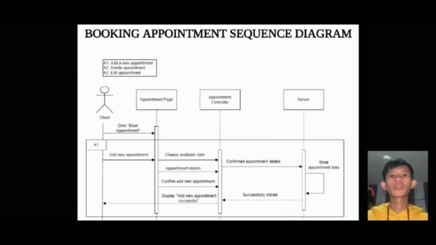After that, the booking appointment sequence diagram. The client can click book appointment, and for A1 they will add a new appointment. They can choose an available date, enter appointment details, and confirm adding the new appointment. After that, the appointment details will be confirmed and stored in the appointment data, and if the data is successfully stored, the appointment controller will display add new appointment successful.